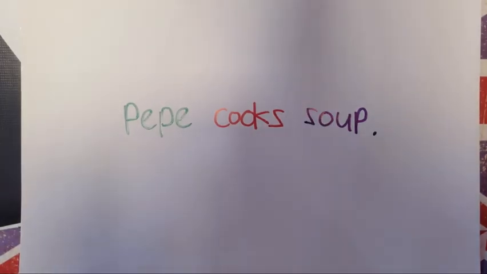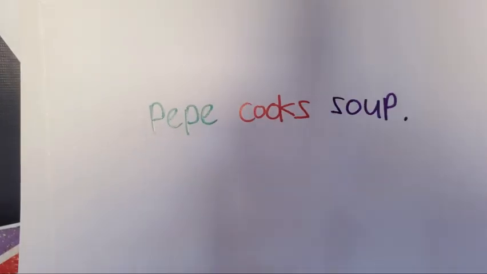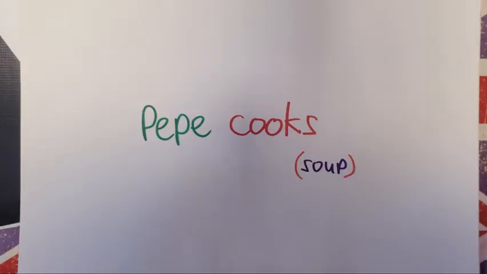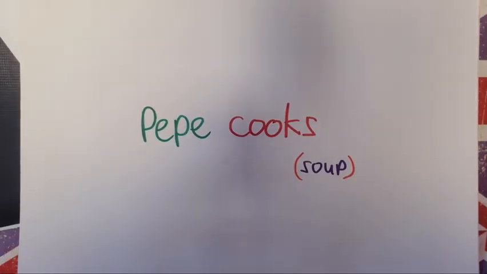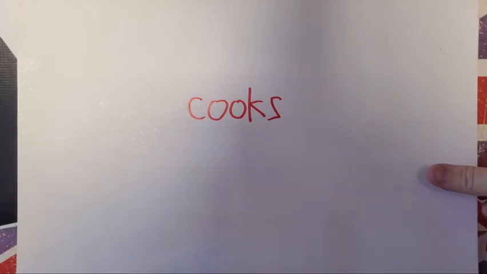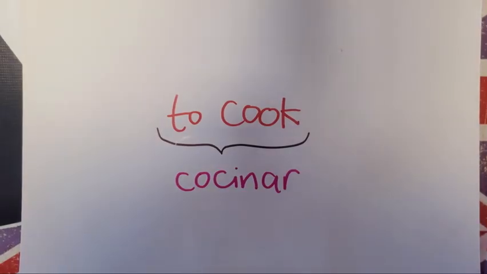Now, this is the way most sentences are constructed. It's the natural order of European language. Remember, we are looking at verbs, cook. So I can take away soup and we can just say Pepe cooks in English. I'll explain to you why. We're going to understand what's being said, and we can strip it again down to cooks. The action of cooking. In Spanish, to cook, we will just say cocinar.